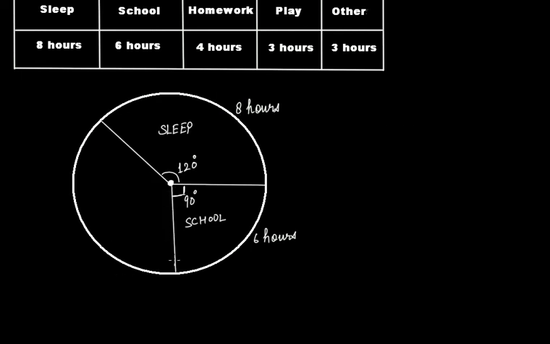So using this baseline, if we draw 60 degrees, let's say it comes something like this. Okay. Again, you can use a protractor or compass. So this is what? 60 degrees, and this is your hours you use for homework. This is 4 hours.